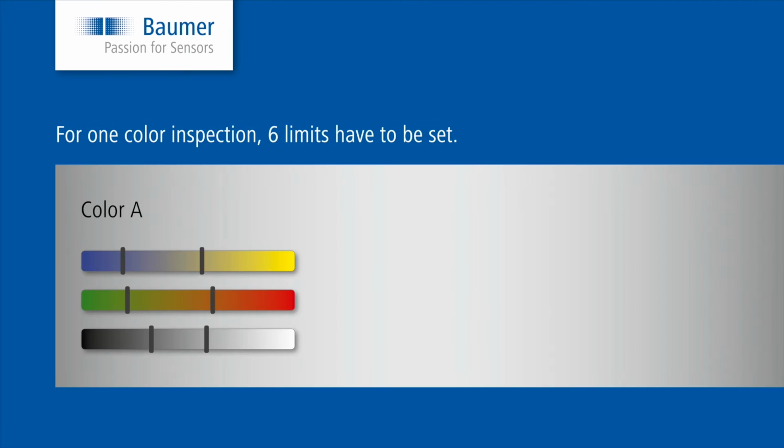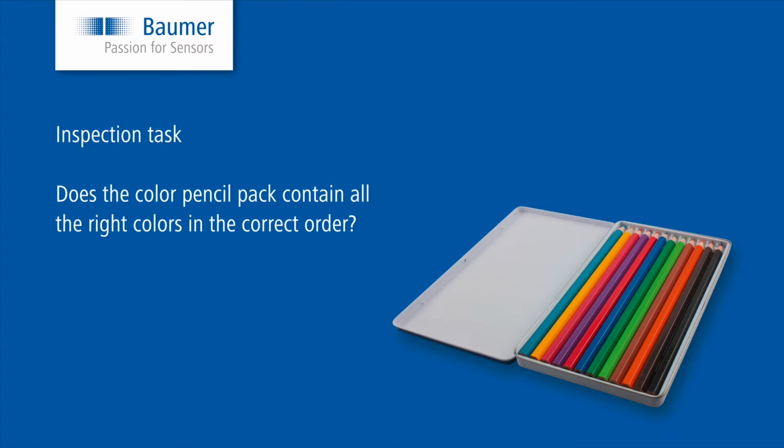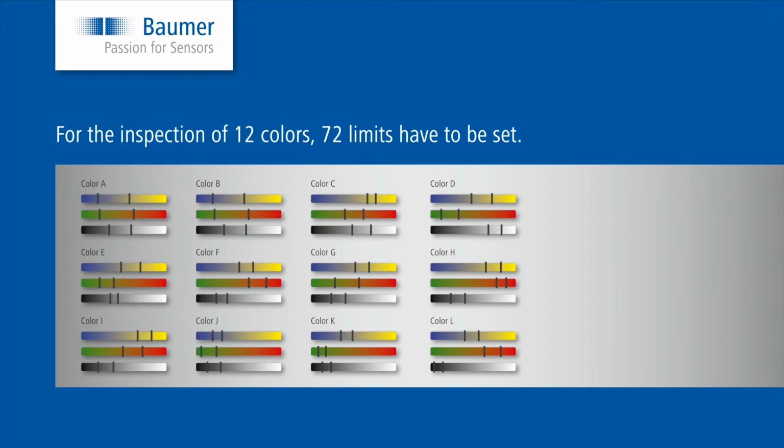So if you want to inspect one single color, you will have to set 6 limits to describe the accepted color. If you have an inspection task such as this one, does the color pencil pack contain all the right colors in the correct order? You will have to configure something like that.